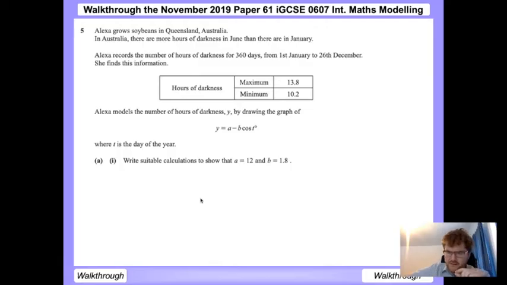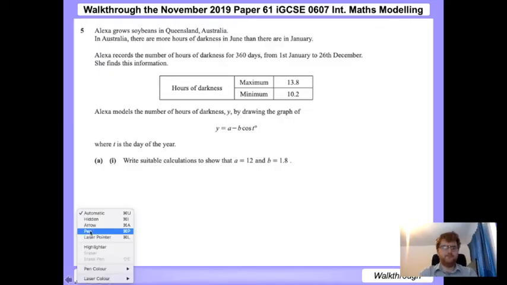So the hours of darkness, we've got a maximum and minimum, and she wants to use a cosine model to represent this, where t is the day of the year. And we want to write down suitable calculations to show that a is equal to 12 and b is equal to 1.8. So let's think about a cosine model for a second.